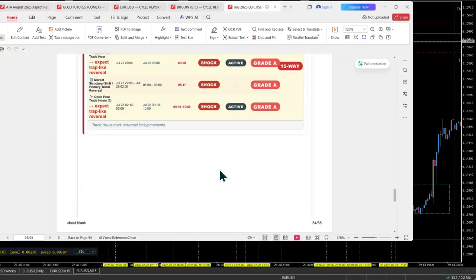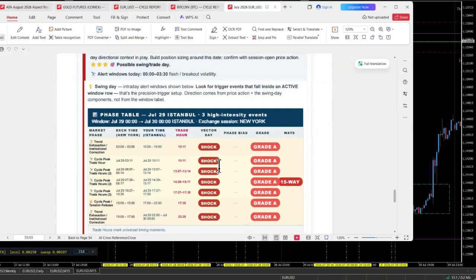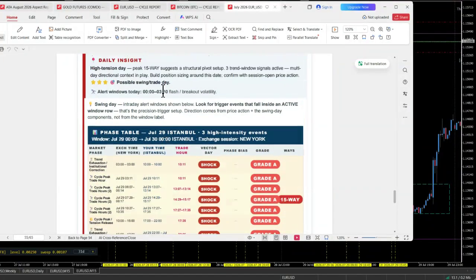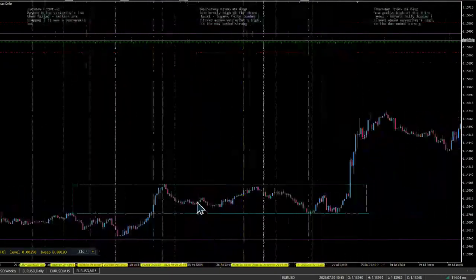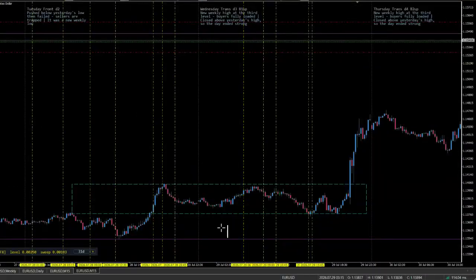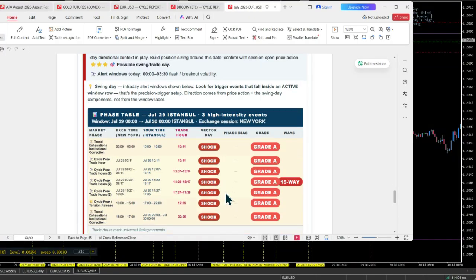Let's take a look at Wednesday. Now, flash breakout volatility we have towards 3:30. Do I have anything towards 3:30 on Wednesday? Wednesday, the only thing that's breaking out at 3:30 is the market pushing to the upside. So we do have a bit of volatility coming in after 3:30. Is it giving me anything else? Well, it's giving me other hours. Remember, today is a shock day. Look for trigger events that fall inside an active window.